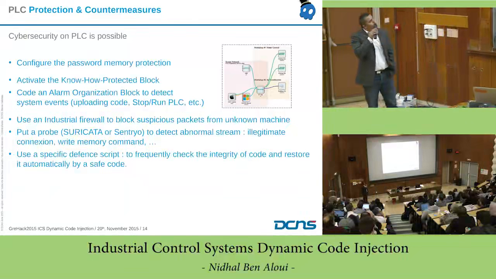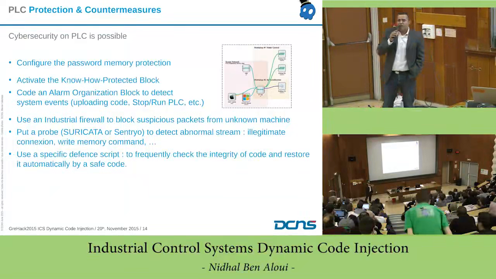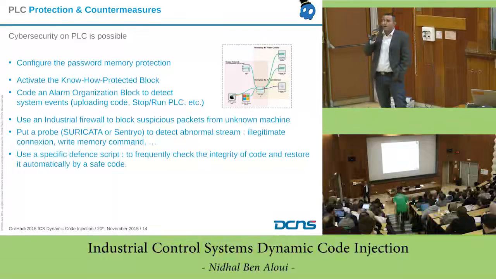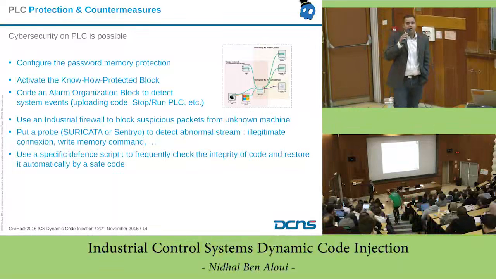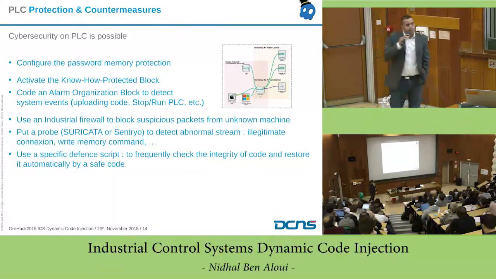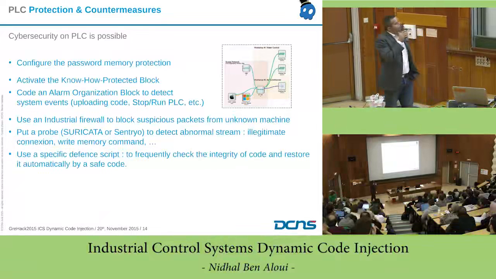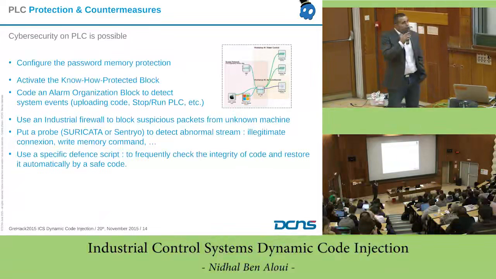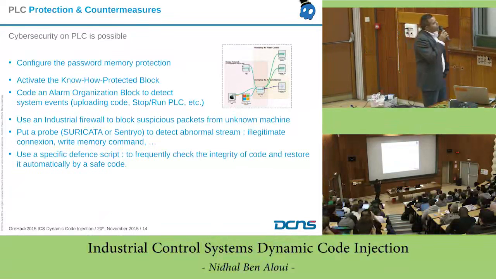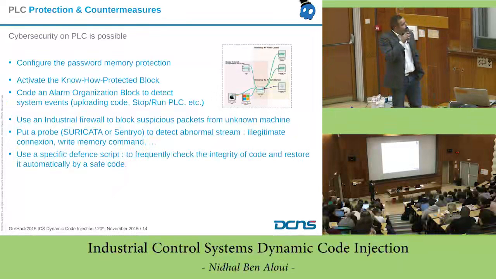We can also use an industrial firewall to block the suspicious packets. This action is more difficult because we need to know all the malicious packets at the beginning. But we can put in some rules to detect them. We can also use Suricata, as you saw in the video, to detect abnormal streams, illegitimate connections, and memory writes. So this worked very well.